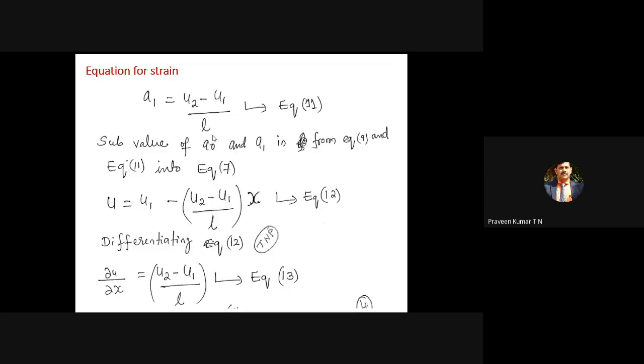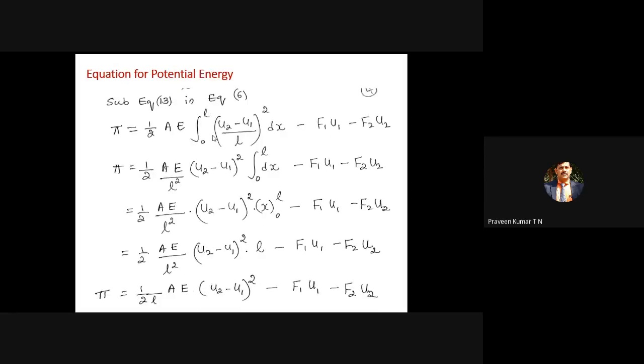Finally, you are getting your equation for U, and if you substitute everything, you get the final energy equation. So that is the strain energy stored as the total energy of the system. The last two terms correspond to potential energy, the work done. The first term corresponds to strain energy.